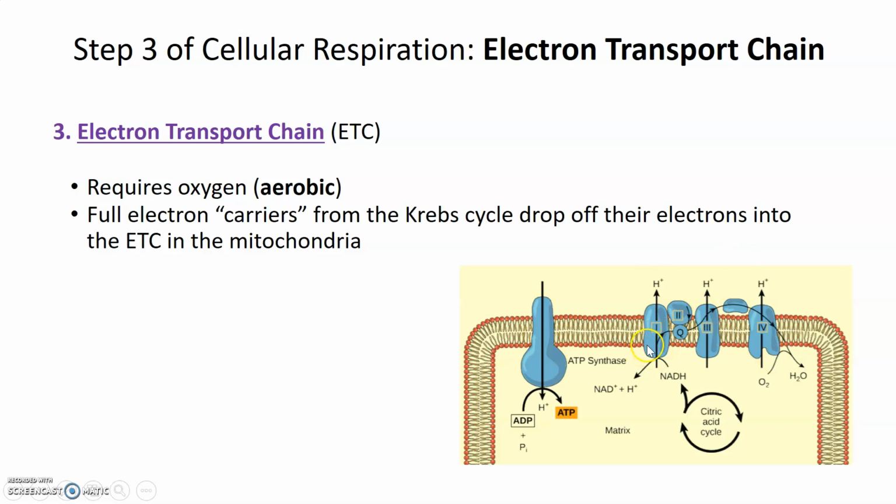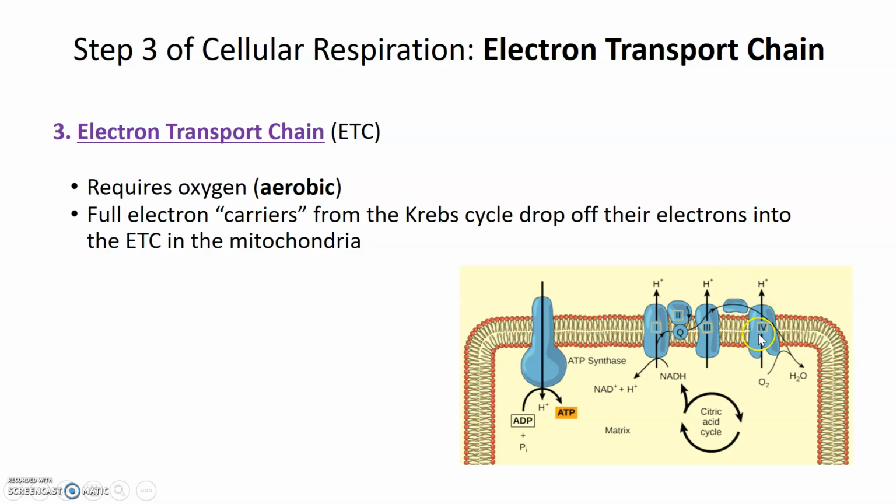And in the process of passing the electrons from one component to the next, they use some energy and they pump hydrogen ions out into this intermembrane space here. And so those NADH electron carriers drop off electrons. Those electrons push hydrogen ions across the membrane, and those electrons get passed from number 1 to number 2 to 3 to 4. And every step pushes more and more hydrogen ions out here.